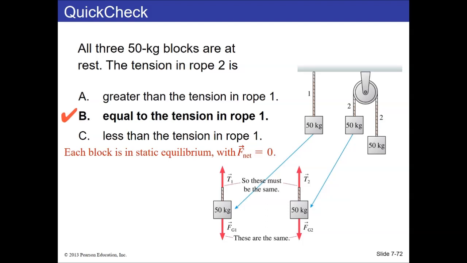But some students obviously think that the rope for block number 2 has to be 100. It has to support the weight of 100 kilograms. And that's not true. There is something supporting the weight of 100 kilograms, and that's the connection of the pulley to the ceiling. That is supporting the weight of 2 blocks. But individually, the strings are supporting 50 kilograms.